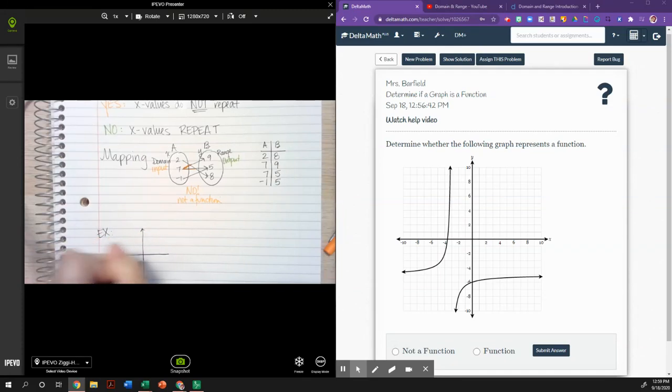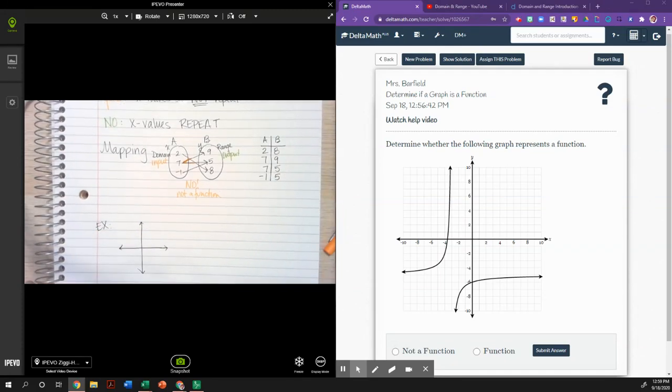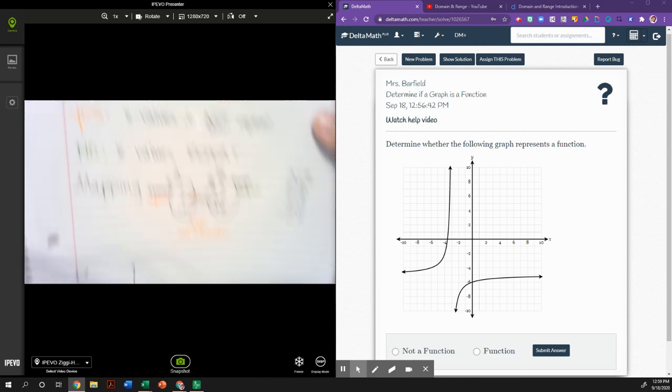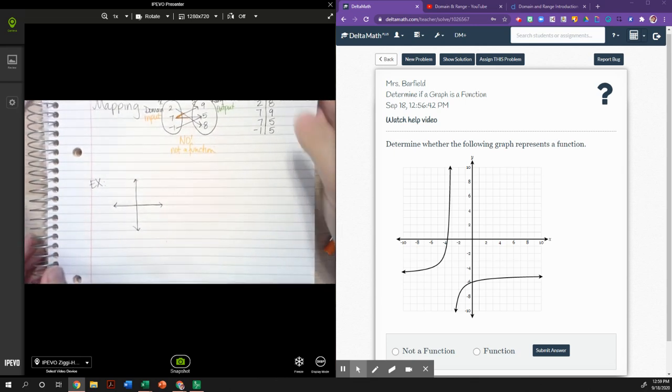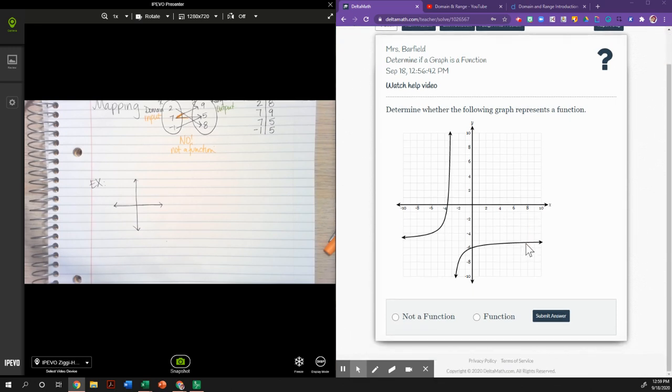All right, you guys, welcome to another video on whether or not something is a function. So how do I determine if the picture or the graph or the presentation they've given me is a function? Now we're looking at graphs, and we just have to say yes or no. So how do we know?